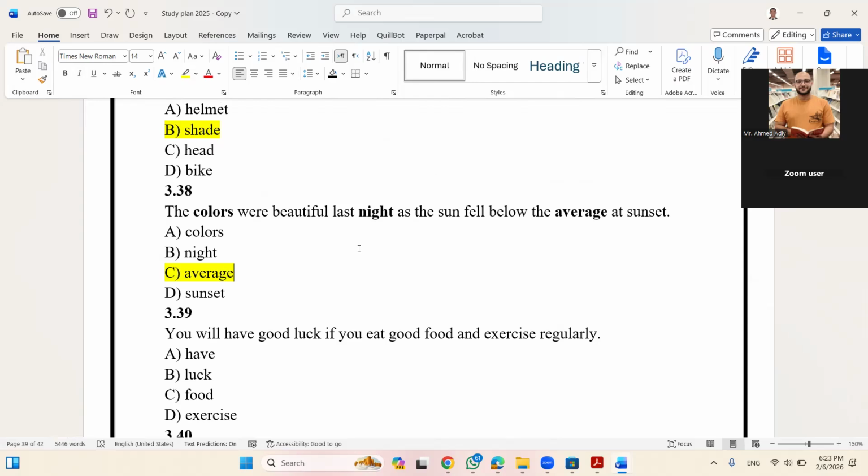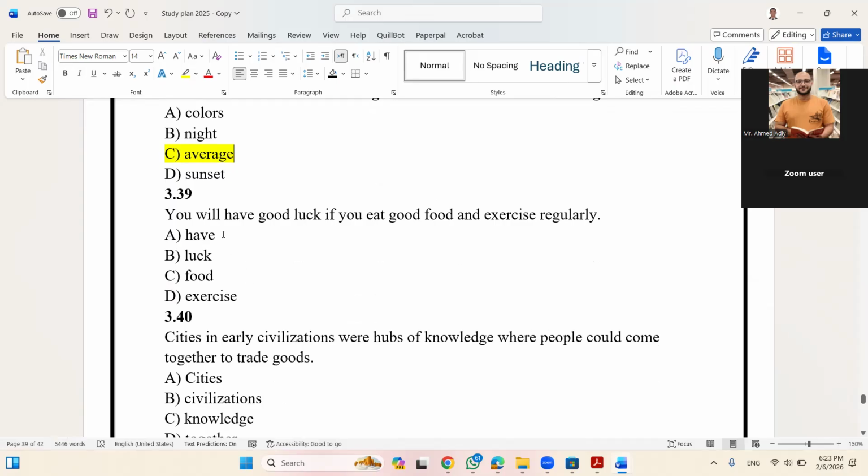Clear? Good. You will have good luck if you eat good food and exercise regularly. Luck? Really, eating makes good luck? So people get lucky when they eat a lot of food? So before you do your examination, eat very well? No. Replace. You will have good health if you eat good food and exercise regularly. That's it. You will have good health.